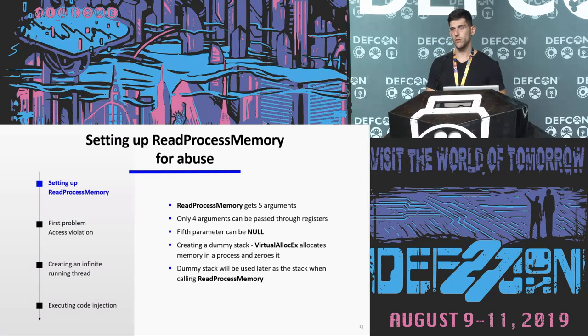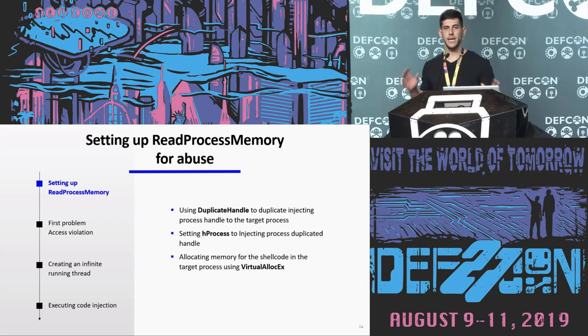Okay, as I showed you earlier, it gets five arguments. And as I already told you, we can only pass four arguments using the registers. Now, lucky for us, the fifth parameter can be null, then it is ignored. And even luckier for us, if you use VirtualAllocEx, the allocated memory is going to be all zeroed out. So we can create a dummy stack that is going to contain the fifth argument. So this is good for us.